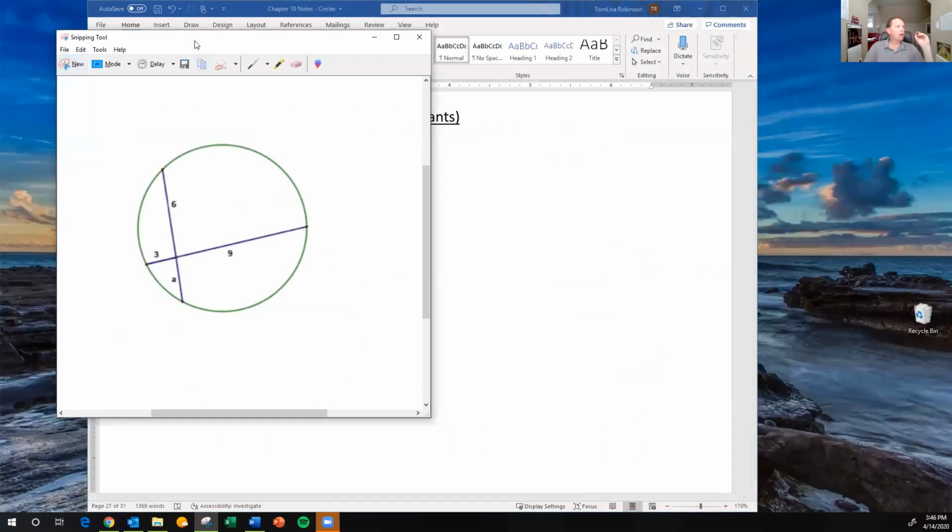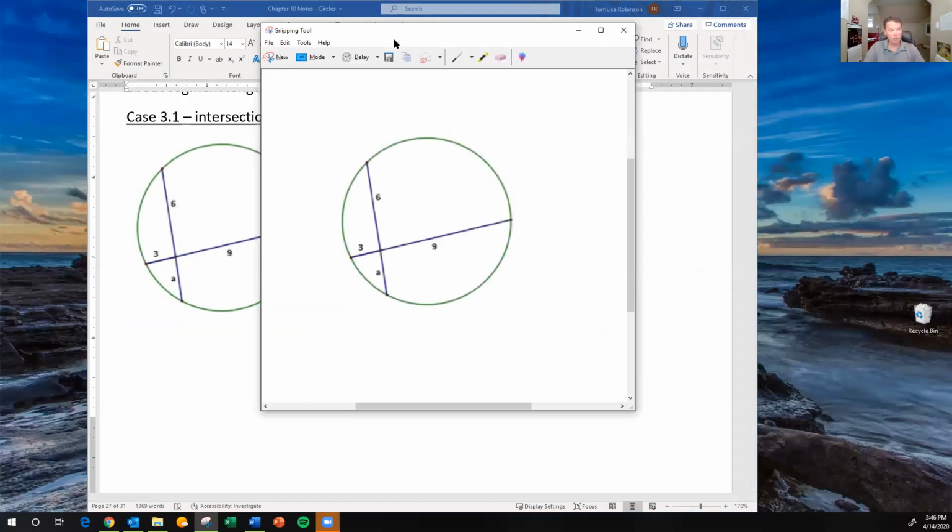We have a case where these two, okay, they are chords, in fact, the way it's drawn here, but they're part of secants. They intersect inside the circle at this point right here. So I want you to picture you're standing at that point, and you're kind of spinning around looking at these lines that are going out towards the edge of the circle. What do you see? Well, when you look along one line, you probably see the numbers 3 and 9, right?